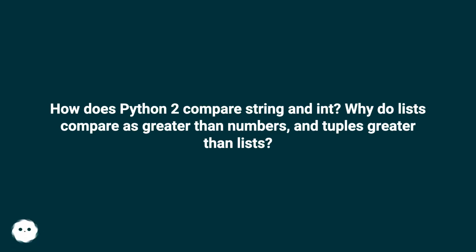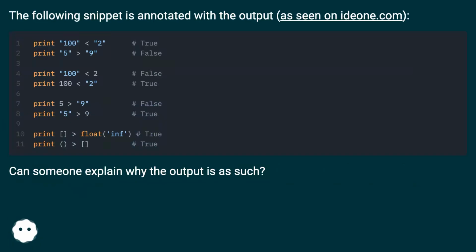How does Python 2 compare string and int? Why do lists compare as greater than numbers, and tuples greater than lists? The following snippet is annotated with the output, as seen on idiane.com. Can someone explain why the output is as such?